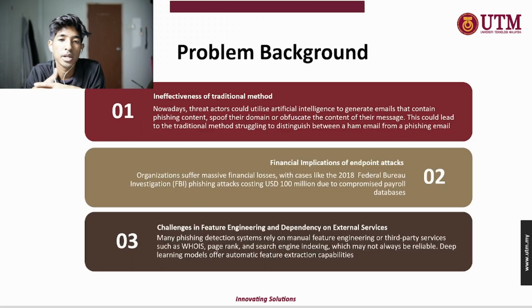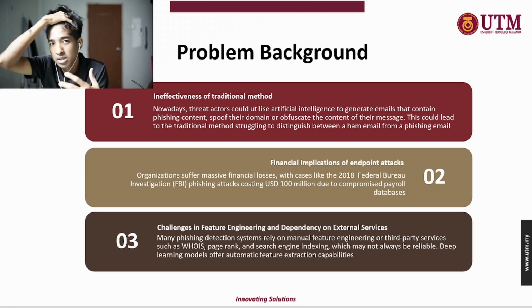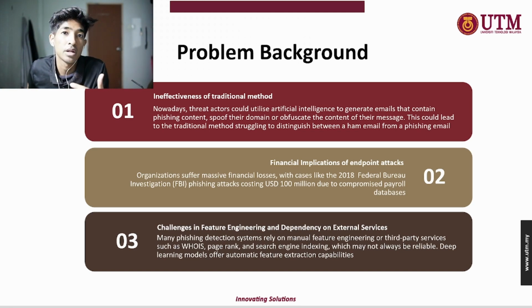Now, to talk about the background of this problem, first we have to realize that the traditional method that exists right now is not very effective. All right, because now the threat can use artificial intelligence to generate emails that contain phishing content or spoof their domain. Right, in some ways the current traditional method is very limited. For example, blacklisting is not very efficient when it comes to handling the current phishing attack threat. Now, the second thing is the financial implications. For example, in 2018, the FBI suffered around 100 million USD of loss due to a compromised payroll database that resulted from a phishing attack, right?